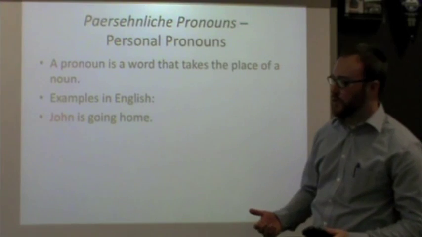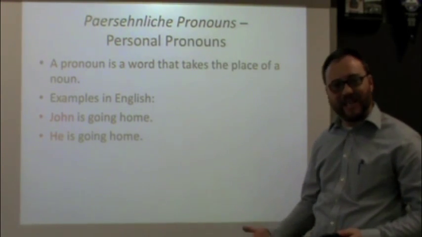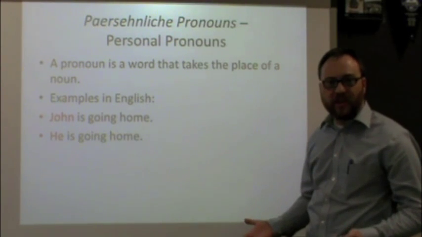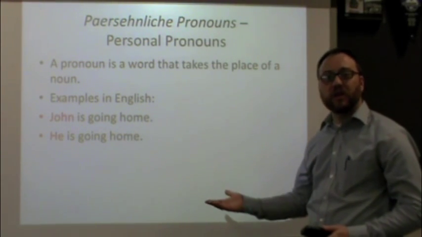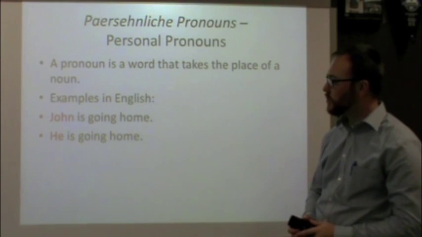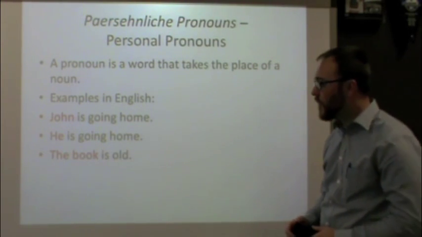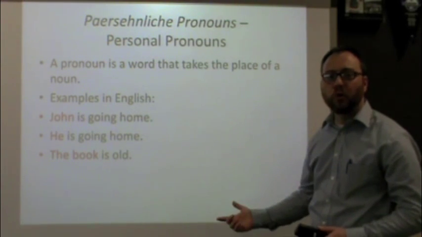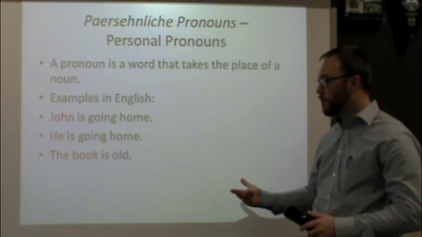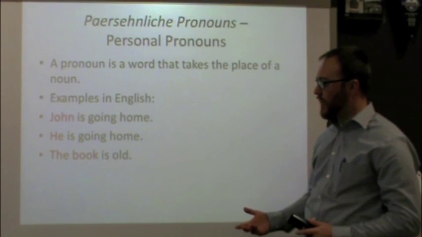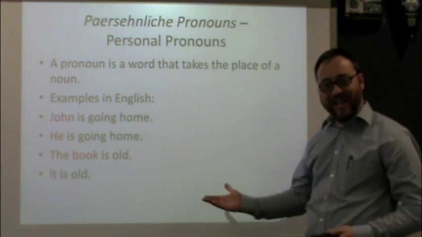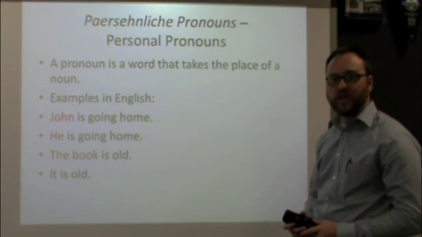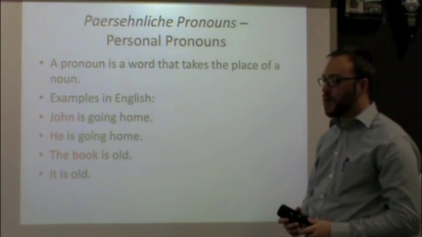And this will make sense once you see it. We would replace John with he. He is going home. John is going home. Same thing. Okay? So he would be an example of a personal pronoun in English. Here's another example. This time, instead of a person, we have a thing. The book is old. What would we replace the book with as a personal pronoun? Well, we would replace it, of course, with it is old if we're speaking English. Okay? So there's two examples of personal pronouns at work.